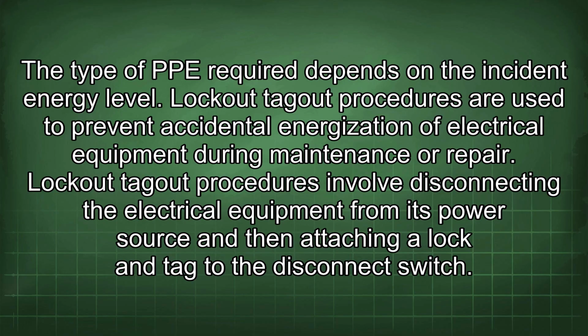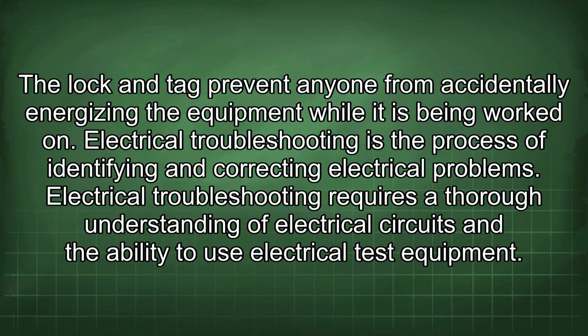Lockout-tagout procedures are used to prevent accidental energization of electrical equipment during maintenance or repair. Lockout-tagout procedures involve disconnecting the electrical equipment from its power source and then attaching a lock and tag to the disconnect switch. The lock and tag prevent anyone from accidentally energizing the equipment while it is being worked on.